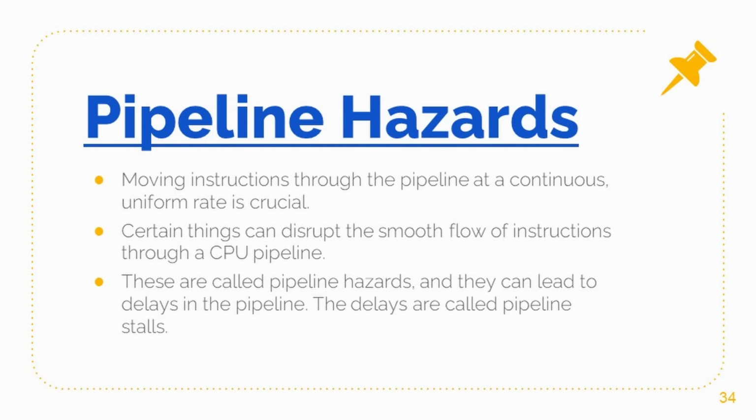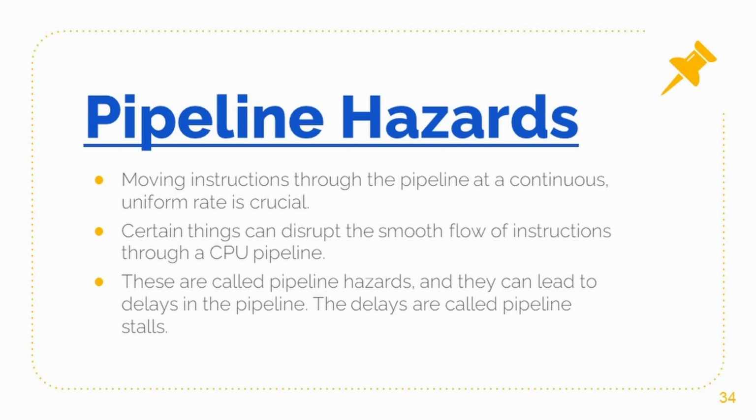2. Control hazards. Control hazards occur when the pipeline encounters a branch or jump instruction whose outcome is not yet known. The CPU must stall the pipeline until the branch outcome is resolved to ensure that instructions are executed in the correct program order. 3. Structural hazards. Structural hazards occur when multiple instructions require access to the same hardware resource at the same time.